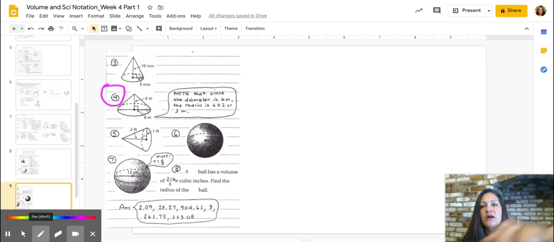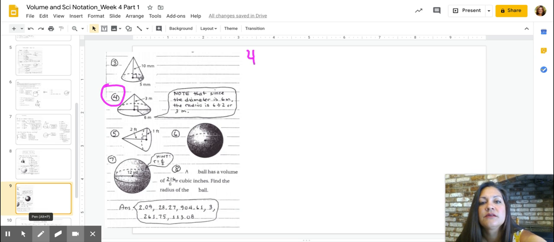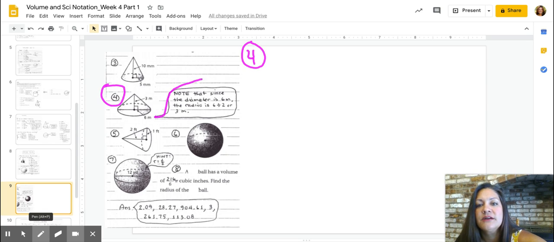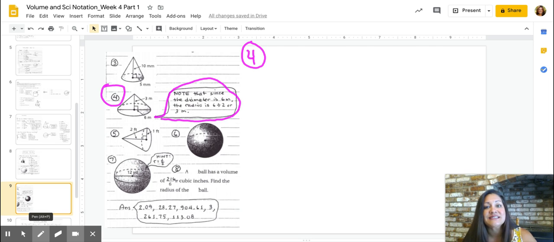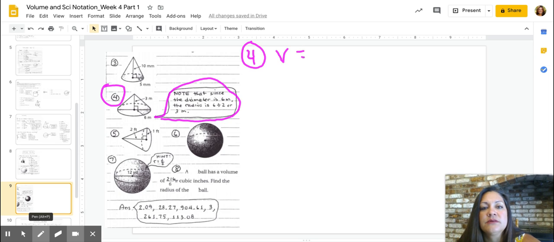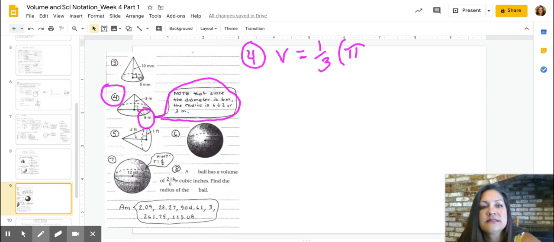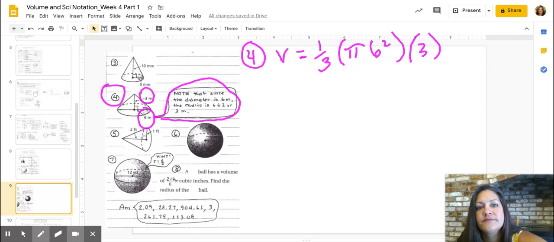Number 4. And we have a little note here. It says, note that since the diameter is 6, the radius is 6 divided by 2, which we also know is 3 meters. Okay, so volume equals 1/3 base, which is pi r, my radius, squared times a height of 3. There it is. Okay.